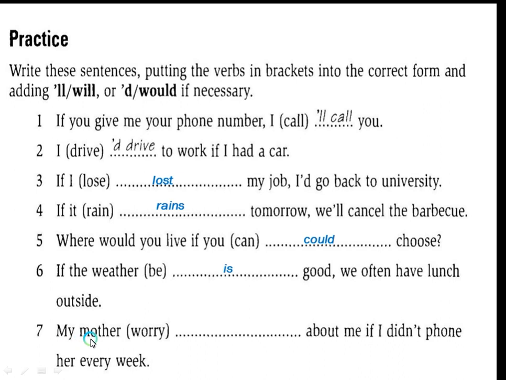Seven. My mother worried about me if I didn't phone her every week. Okay, now look at it. If I didn't, when I said didn't in the past simple, right? In the past simple, so you have to remember that it's the second conditional. When you say conditional, this one must be would, could, or might. Okay, and now look at this. I didn't phone her every week. My mom would worry about me.